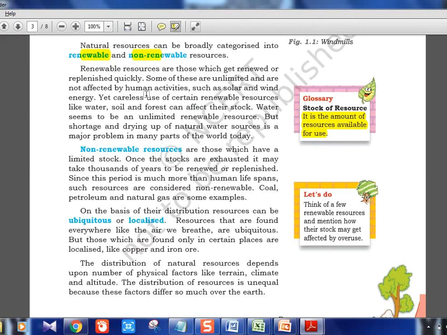Then renewable, non-renewable. You know, renewable is something which gets replenished. Okay, which will occur again even if you use it. Nature itself will recreate it, or it will happen again, like the wind or water and all. Okay, non-renewable is something which is limited, and once you use it, it is gone. Okay, it is over. So again, examples they would have given here: coal, petroleum, natural gas are some examples of non-renewable. Okay, it is all exhaustible, it will get over.